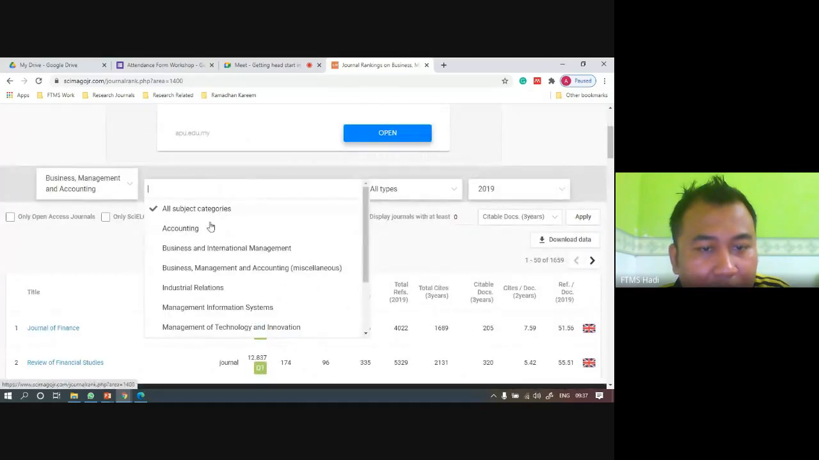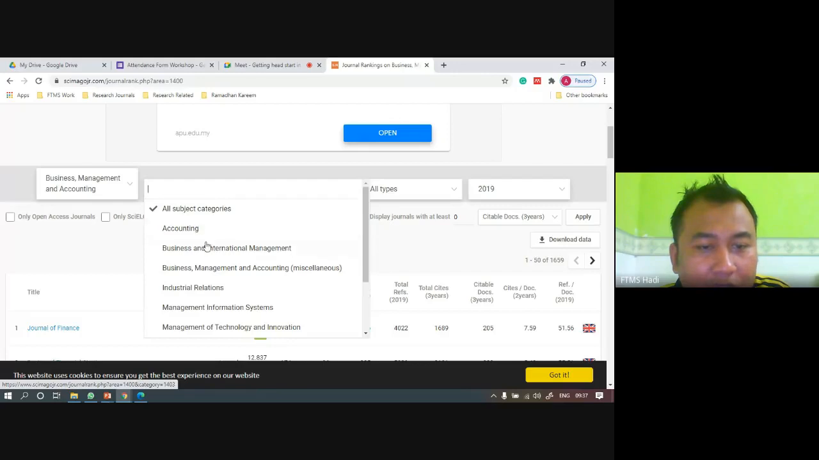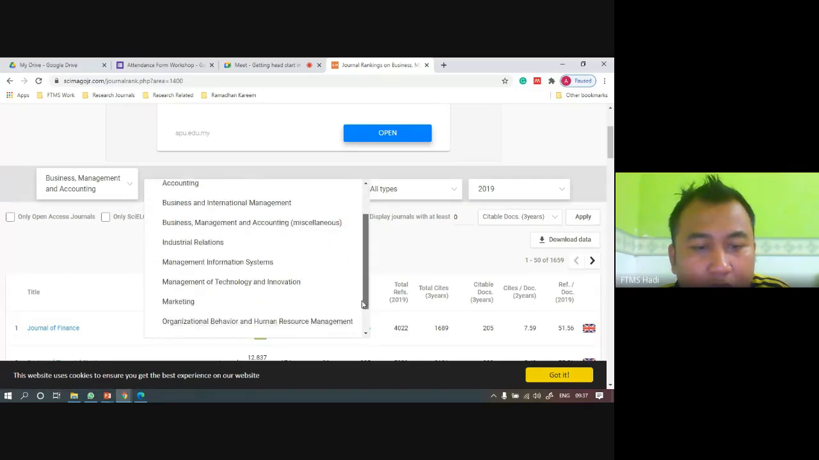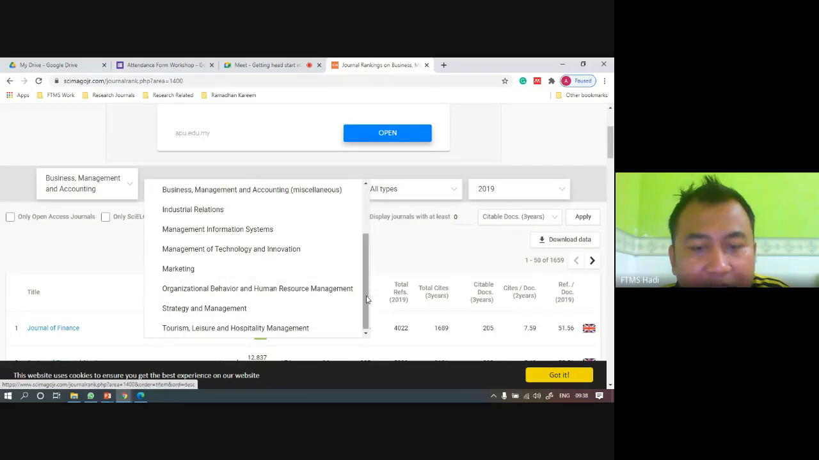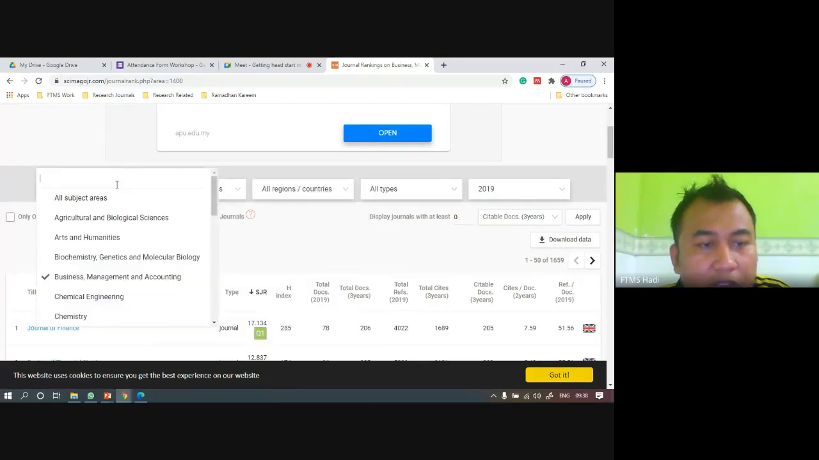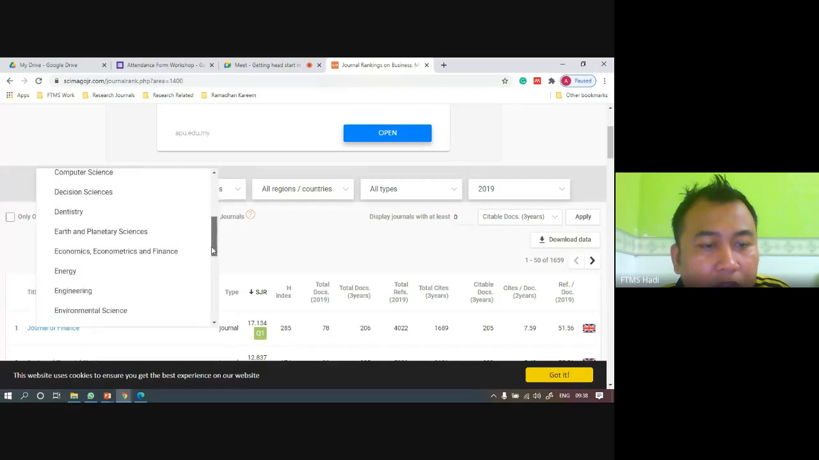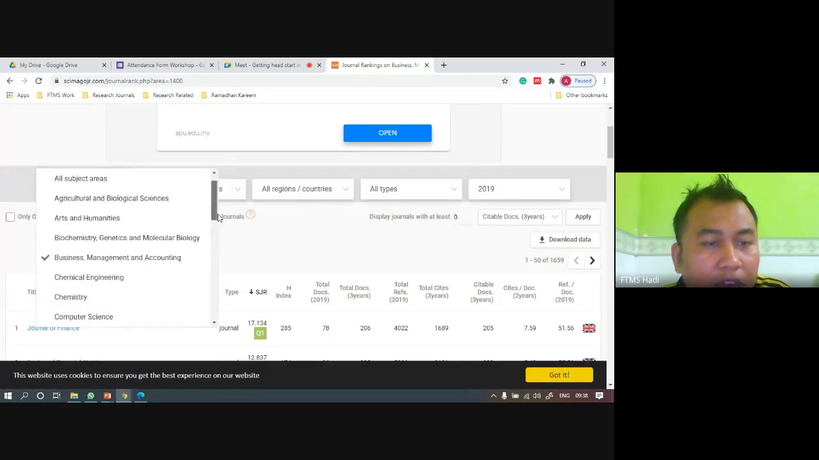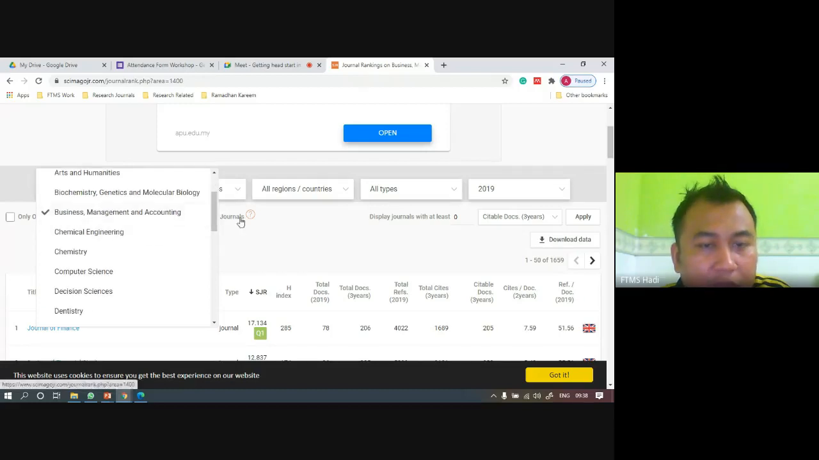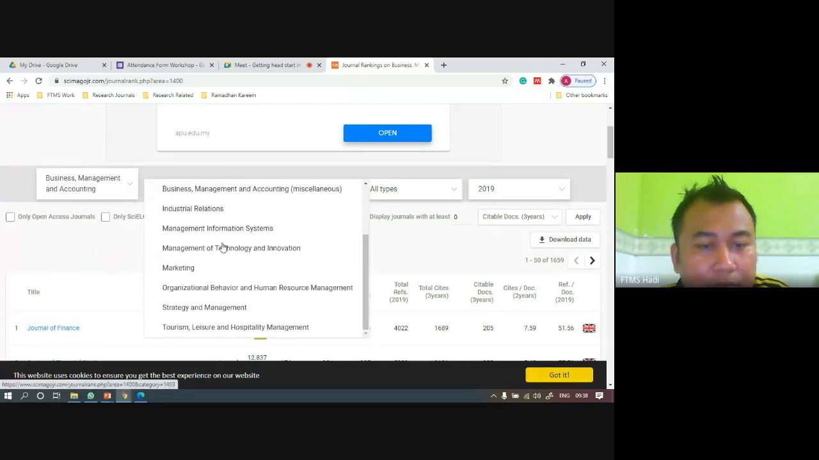And then you can choose accounting, business and international management, and then you can go for marketing, then strategy management and so on. For finance, you can go for this one, economics, econometrics, and finance also. For accounting, this one. But let's say I choose marketing.